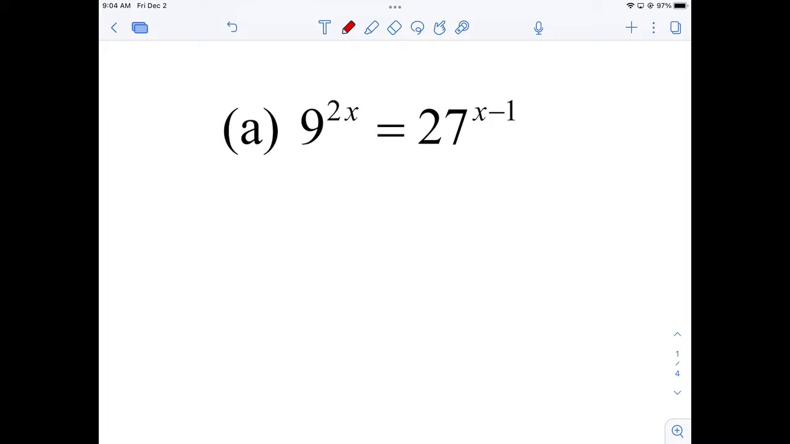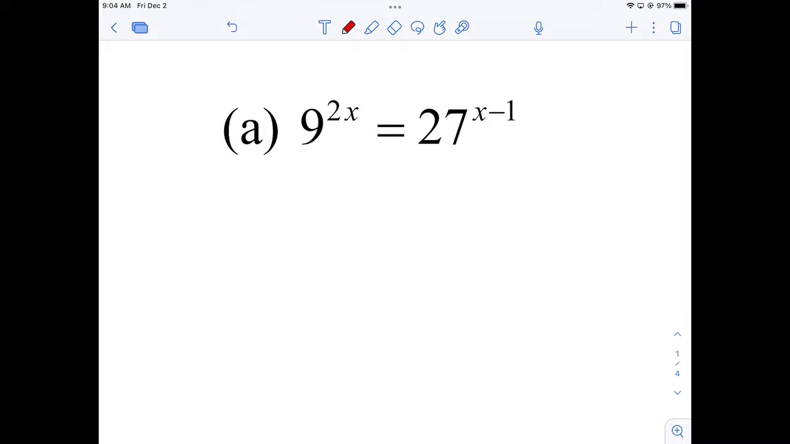I got 9 to some power equals 27 to some power. Now it looks good, doesn't it? I got x's on both sides, not just on one side. It's a conditional equation. I need to find the value of x that makes that true. Well, can I write both sides as a power of 9? Not easily, no. And can I write both sides as a power of 27?